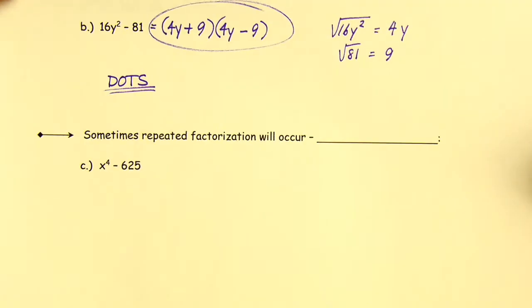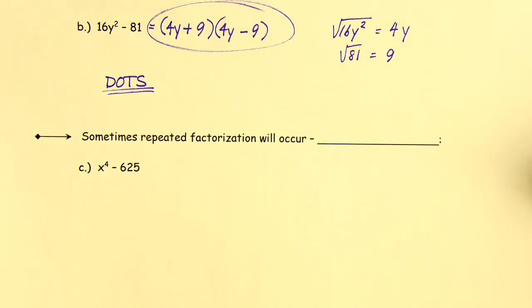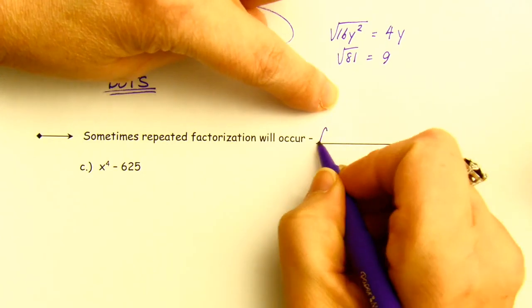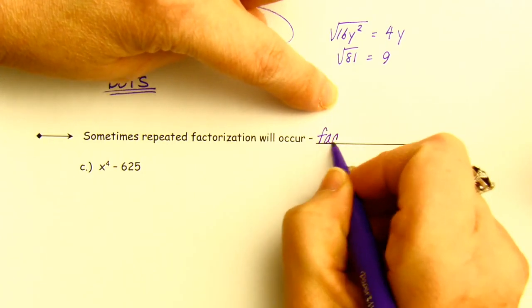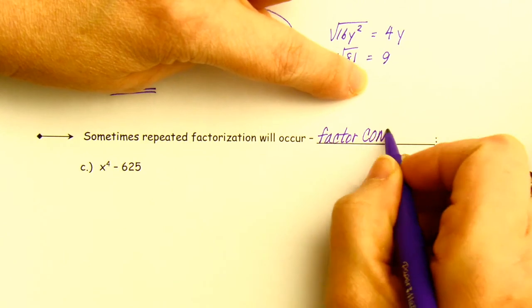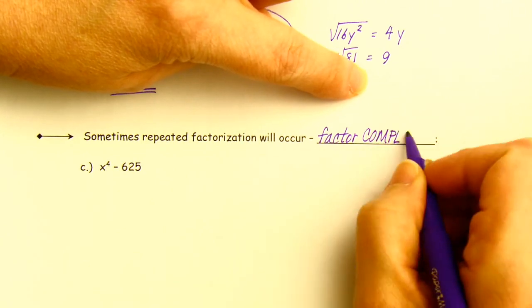All right, sometimes repeated factorization occurs, and you need to factor completely. Sometimes the directions tell you to factor completely, but not always. And even if it doesn't tell you to, you must. So you must factor completely.